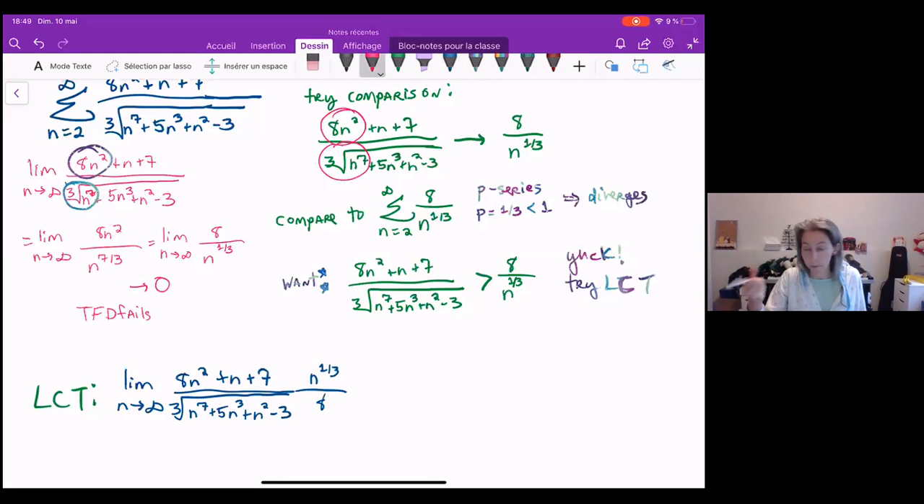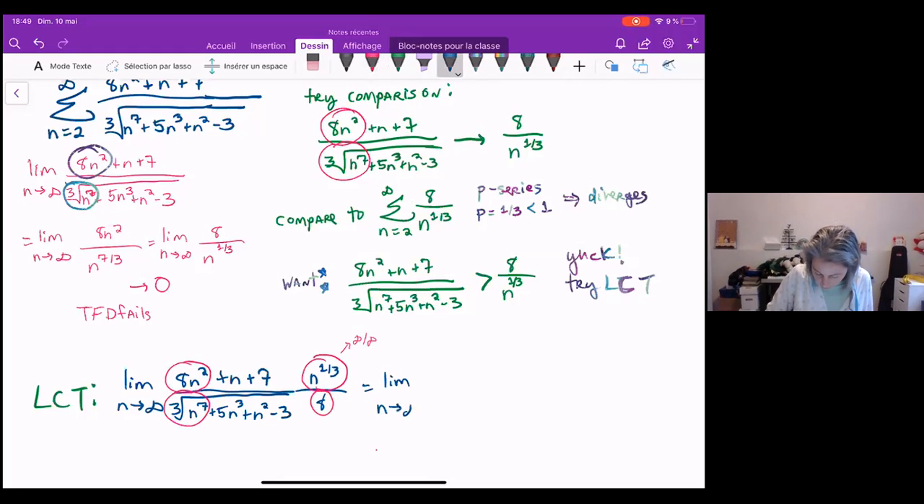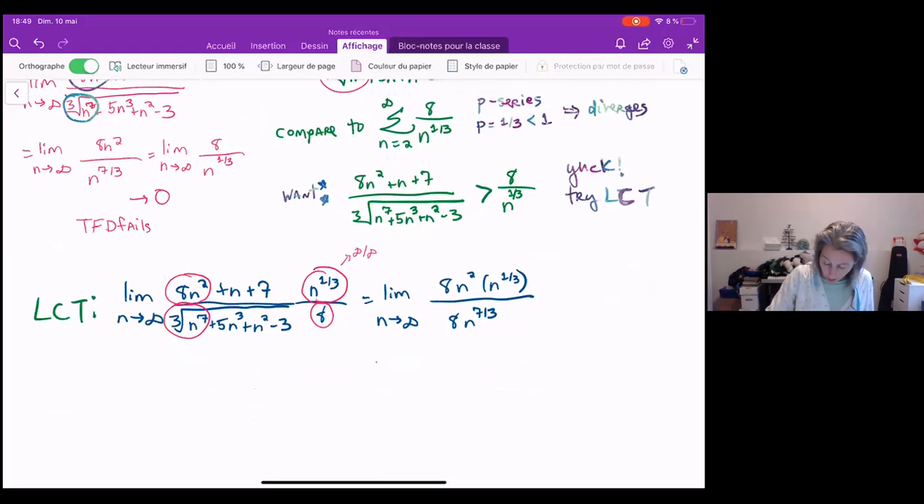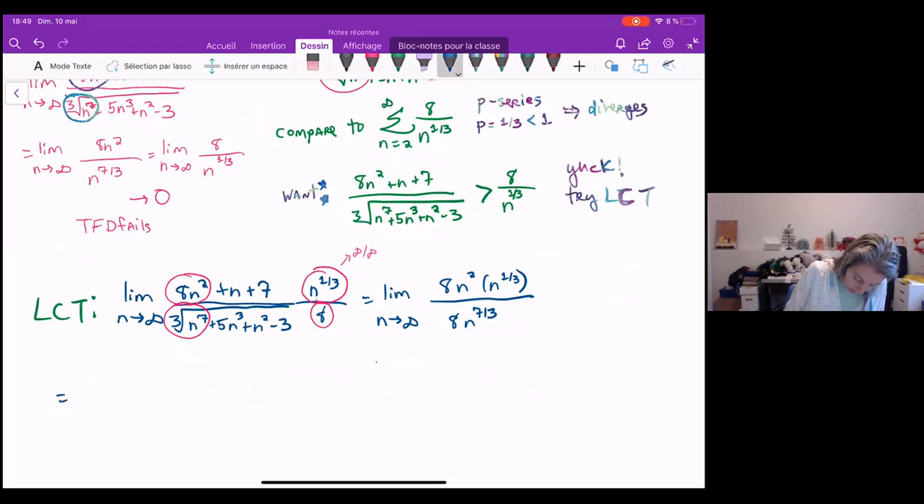Now, I'm going to get infinity over infinity when I plug in, an indeterminate form. So I'm just going to take the big stuff. And remember, taking the big stuff requires us to take something from every single factor. So what I end up with is the limit as n approaches infinity of 8n squared times n to the 1/3 over 8n to the 7 over 3, which is equal to the limit as n approaches infinity of 8n to the 7 over 3 over 8n to the 7 over 3.